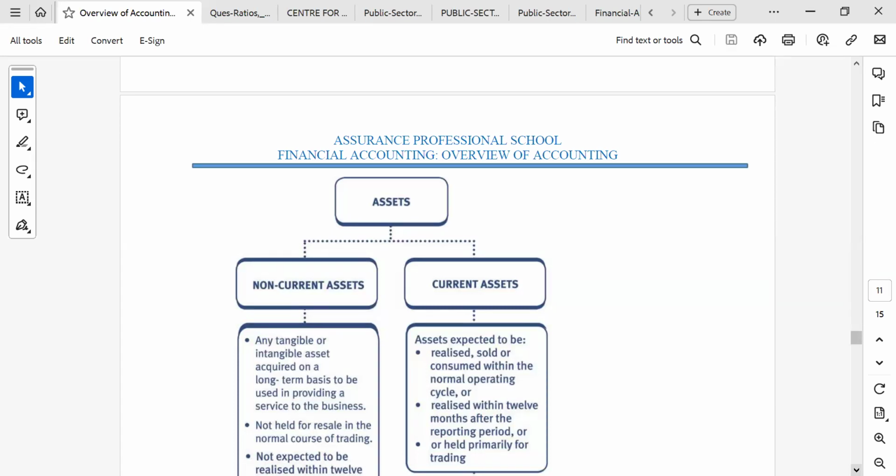Let's come to non-current assets. The non-current assets are the assets that will be in the company for some number of years. Some of them we can see, like the plants, the building, the land.